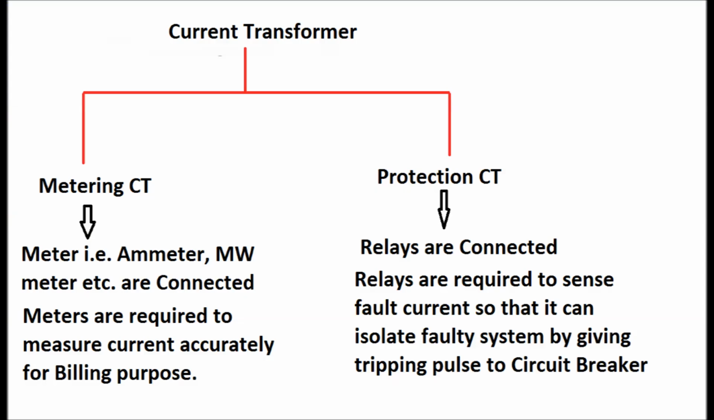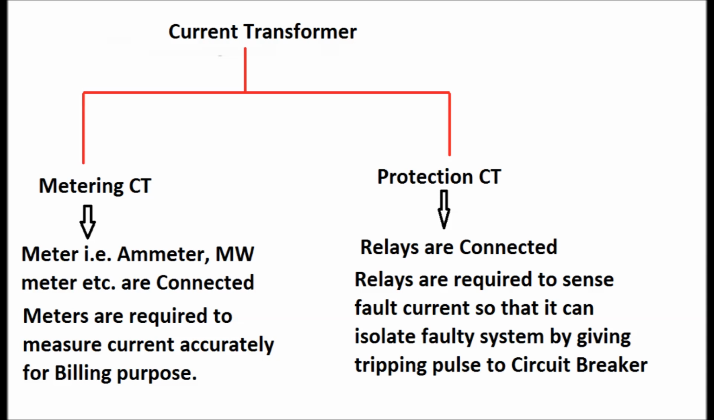So there are two types of current transformer. One is metering CT, another is protection CT. On the secondary side of the metering CT, ammeters, megawatt meters, etc. are connected. Meters are required to measure the current accurately for billing purposes. Therefore, the revenue of any utility or company depends on this metering CT. That is why accuracy is much more important here during normal load current.